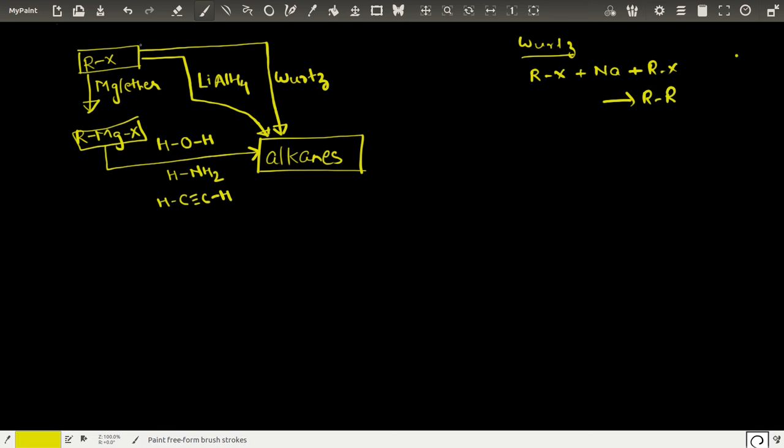If we don't want that, and if we want the alkane to be asymmetrical, we have a reaction which is the Corey-House synthesis. Right? So Corey-House reaction can be used.